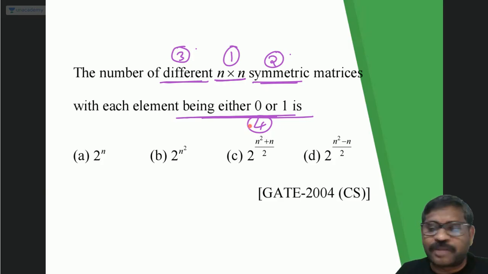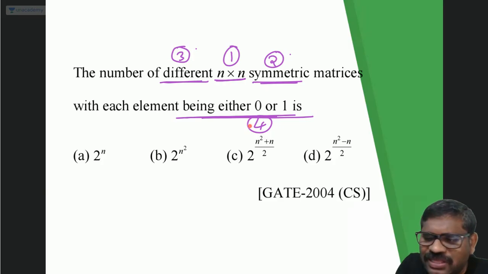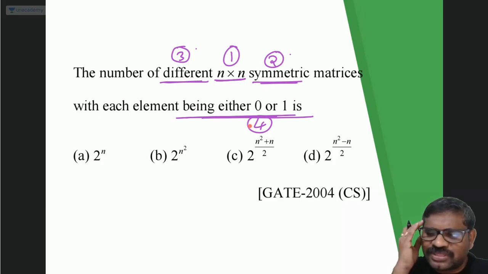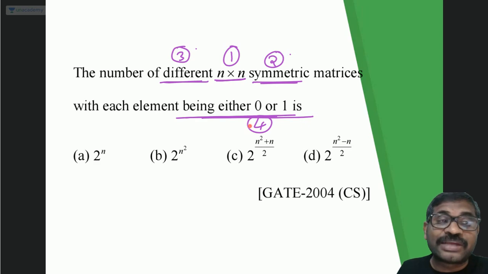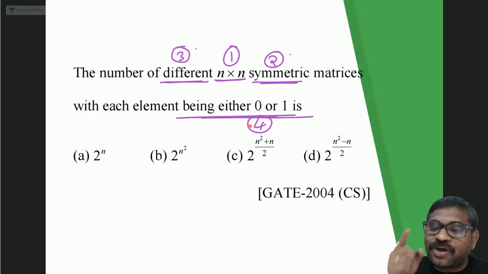In this problem, why I am giving all these hints, you have to think in that direction. Your thought process should go in that direction. One by one, you have to fulfill the conditions. Okay. First condition, the matrix must be n cross n. Second condition, the symmetric condition. Third, every matrix must be distinct, different. Every entry must be either 0 or 1. How many such matrices can you generate?